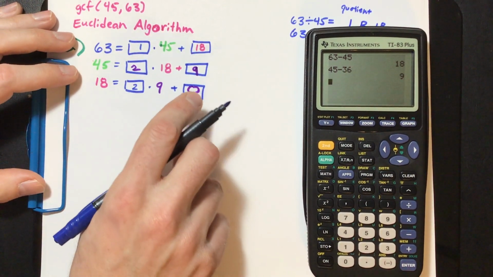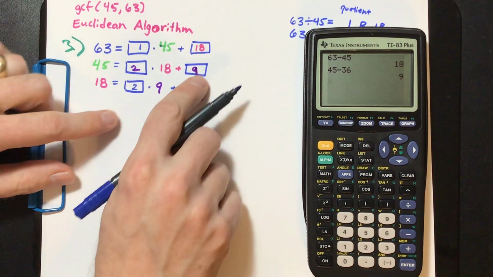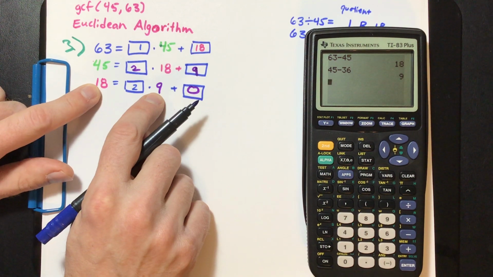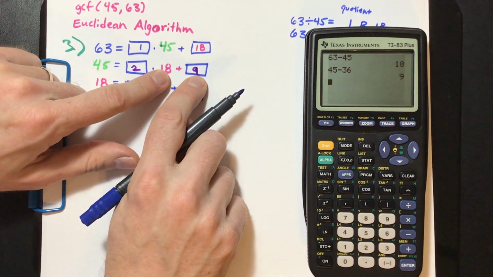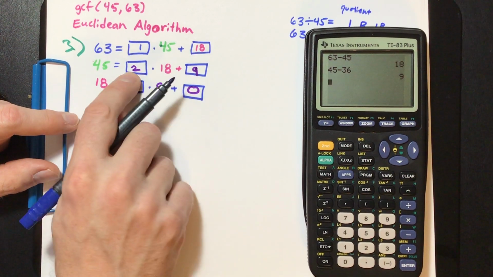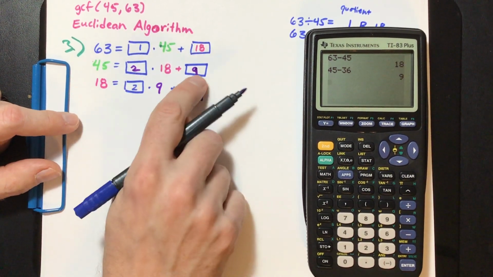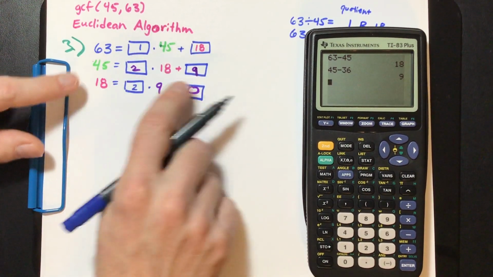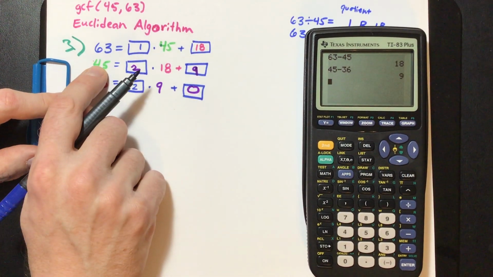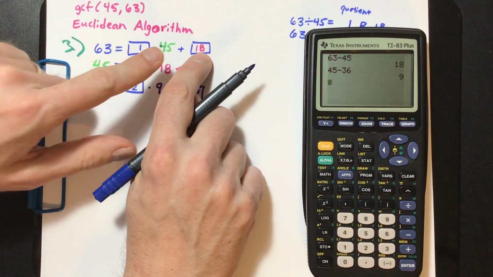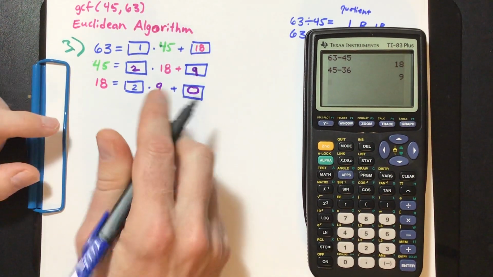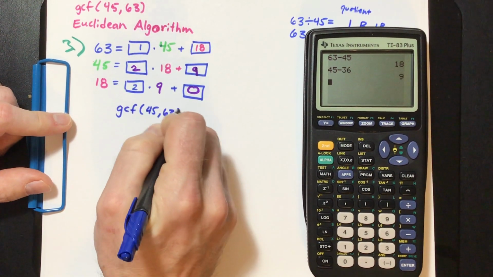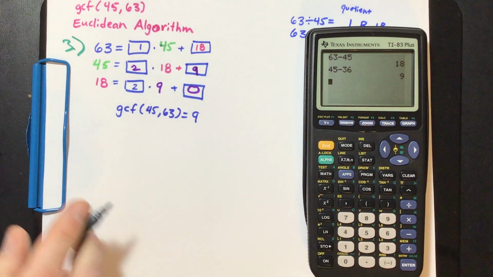Now what we do is we look at that remainder right before, that 9. 9 is a factor of 18. And since 9 is a factor of 18, 9's also a factor of 36, the 2 times 18. And 9's also a factor of 36 plus 9, which is 45. Since 9's a factor of 18 and 9's a factor of 45, it's also a factor of 63. So the greatest common factor of 45 and 63 is 9. That's how this process works.